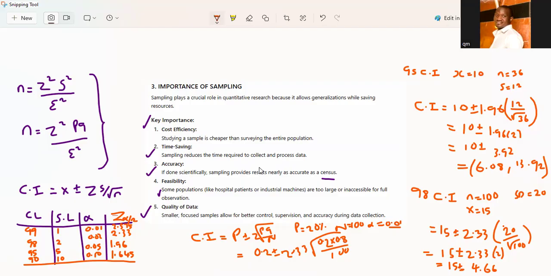So this can also take us to calculating our sample size. Suppose we have the following. Are we together so far? Yes, sir. Anyone behind?